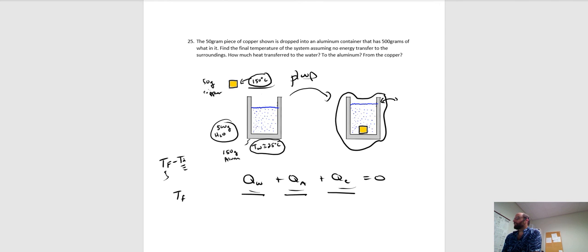So that should get you through 25. Once you find the final temperature, these other questions where it says how much heat's transferred to the water, that's whatever this term is. Once you have the T final, you should be able to calculate that. Same thing for the aluminum, same thing for the copper. So that should get you through number 25.